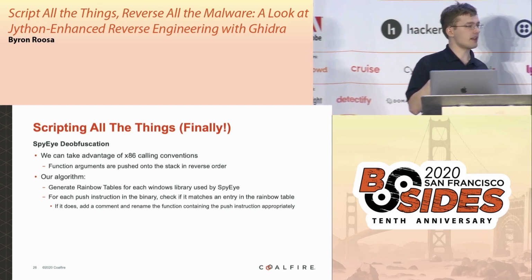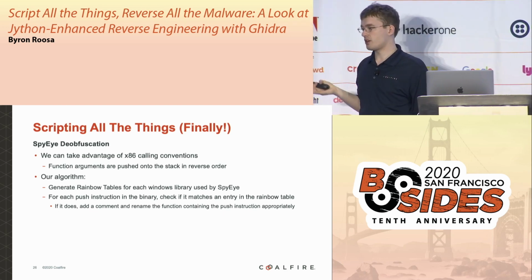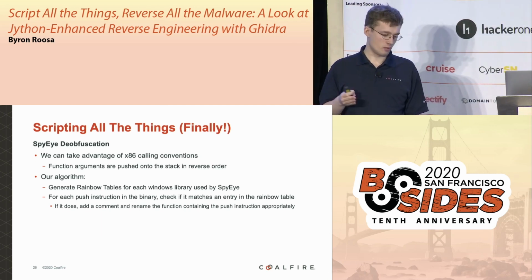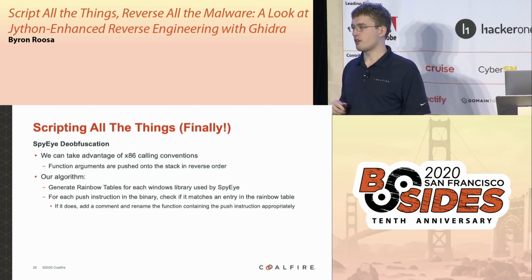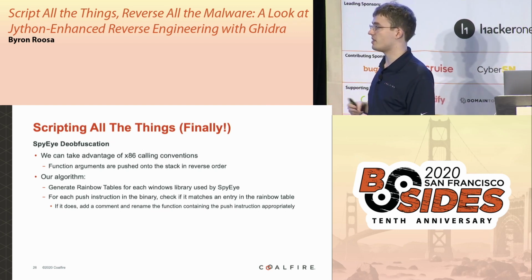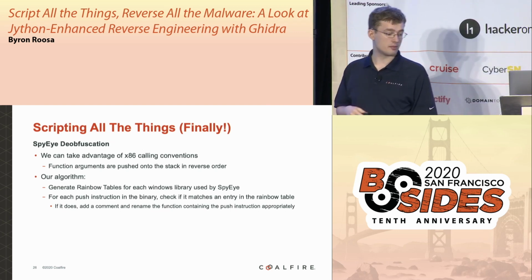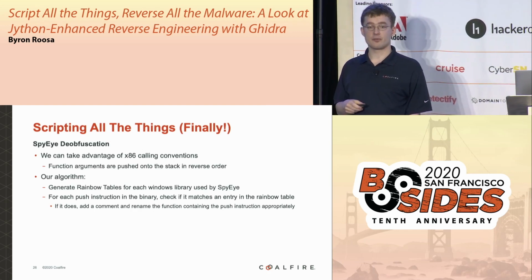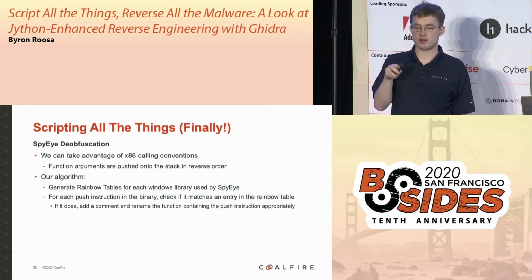And we take a look at it and say, OK, is it 32-bit? Is it pushing a number? And if it's pushing a number, we say, OK, is it in our function lookup database? And if it is, we add a comment in the disassembly so we can see it later, and rename the function that the push instruction is in.